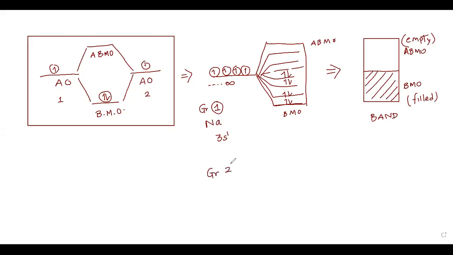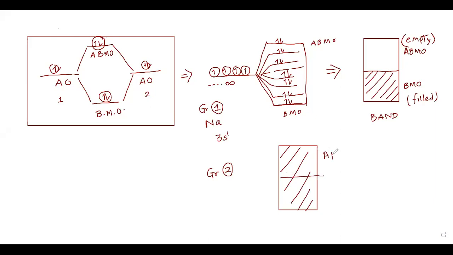Imagine the band theory for a group 2 element. In group 2, there are 2 electrons in the outermost orbital. So 2 will go here, 2 will go here. That means your orbitals will be entirely filled, whether it is ABMO or BMO. Everything will now contain electrons. So both the bands, upper and lower, are filled with electrons.